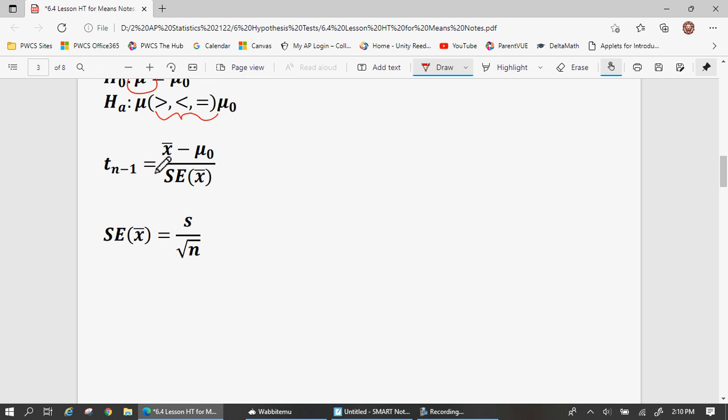And this is the way we calculate our critical value, and this is how we calculate our standard error. And these types of things are also on the formula sheet.